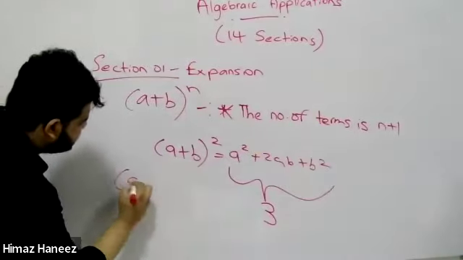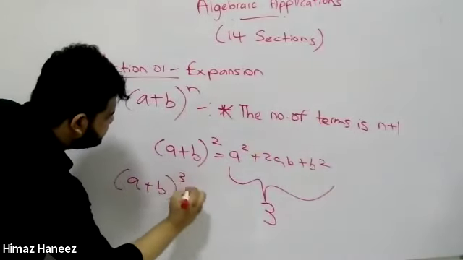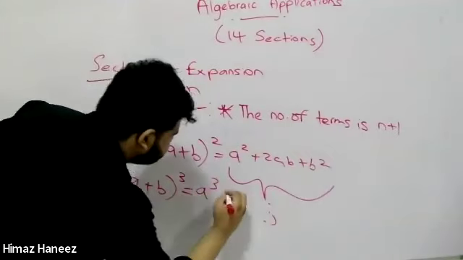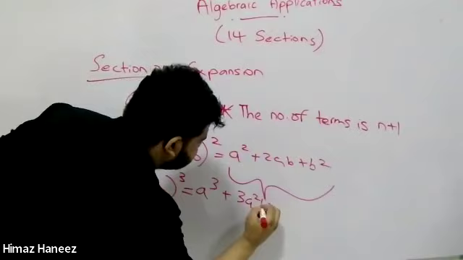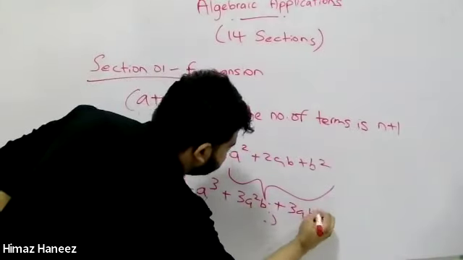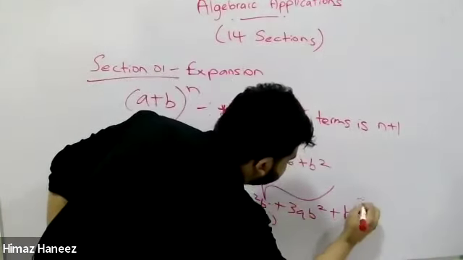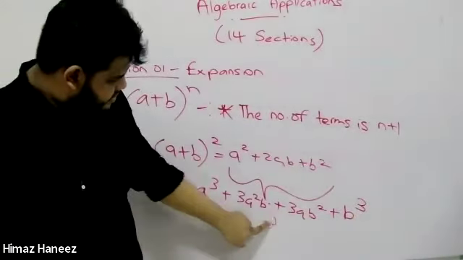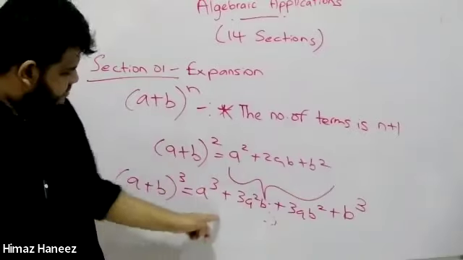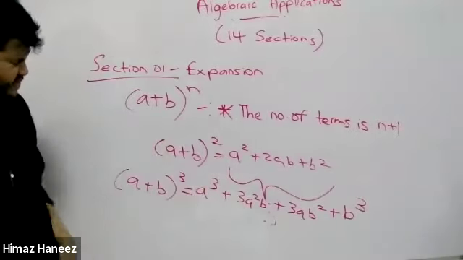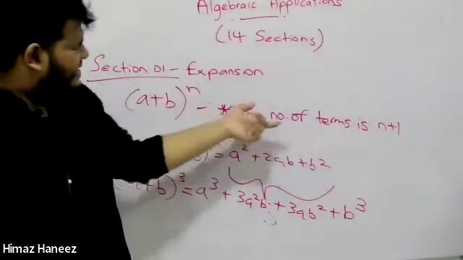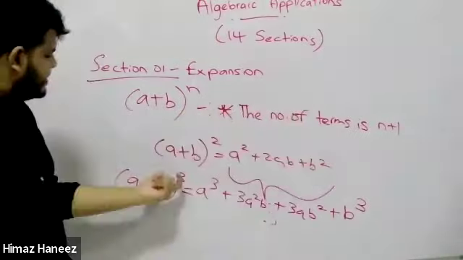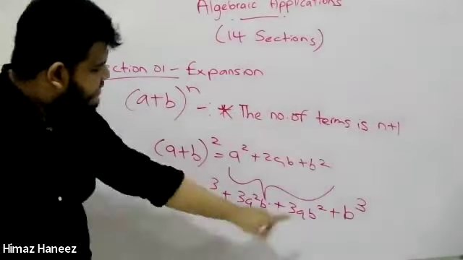So if I take a plus b to the power 3, we have a cubed plus 3a squared b plus 3ab squared plus b to the power 3. So how many terms are in this? 4? So it seems like what they have told is correct. That means the number of terms is n plus 1, because here n is 3, so 3 plus 1 is 4.